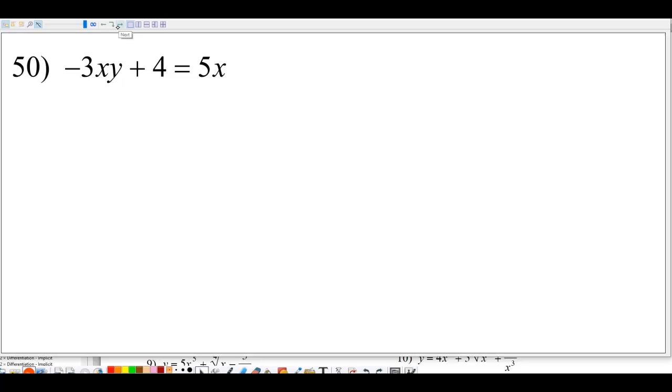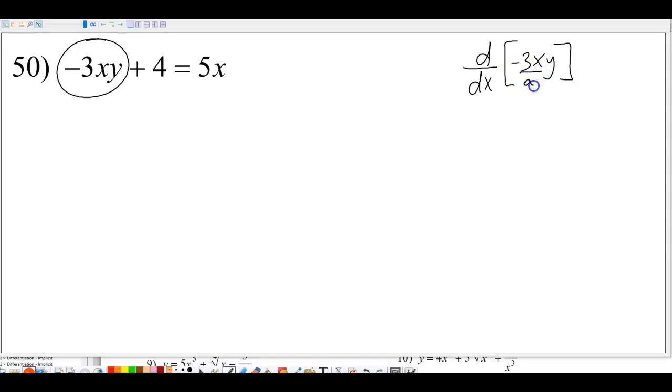Let's go ahead and take a look at number 50. Now, what makes number 50 challenging is this guy right here. That's a product rule. And whenever I see those ones, before I even begin the number 50 implicit function there, I'm just going to try to find the derivative of that product rule first. So I want to find the derivative of negative 3xy all by itself first. So this is my a, and I'm going to let y be the b.